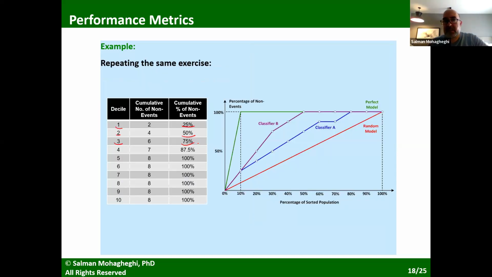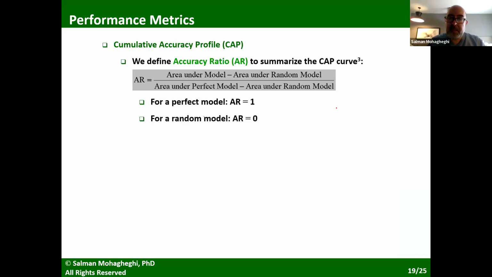When I connect these dots together, I can see that classifier B becomes this line. Notice how closer it is to the perfect model. So it's a better model compared to the random model. So this CAP kind of gives you a visual tool to assess how much better one model, one classifier, is compared to another classifier.